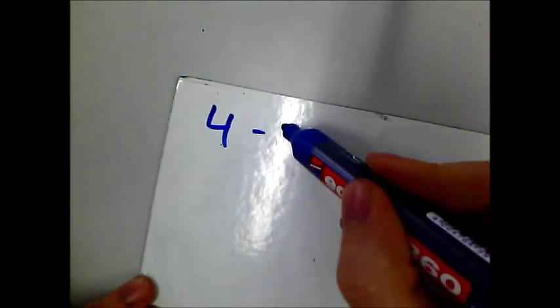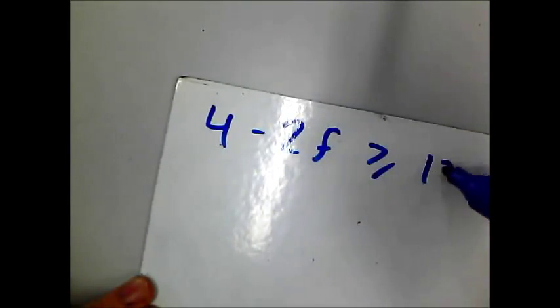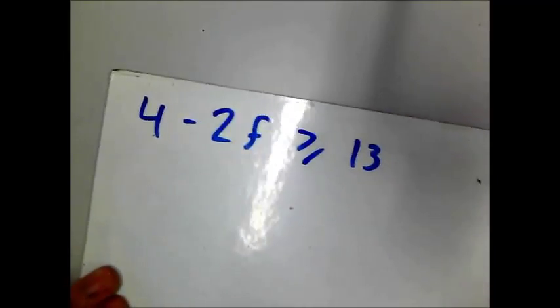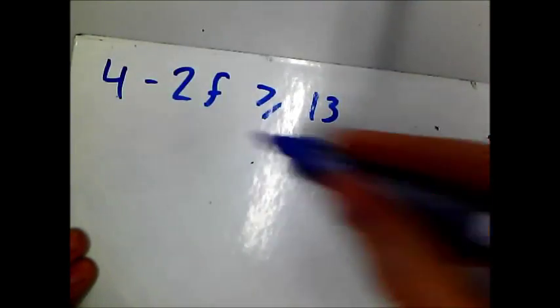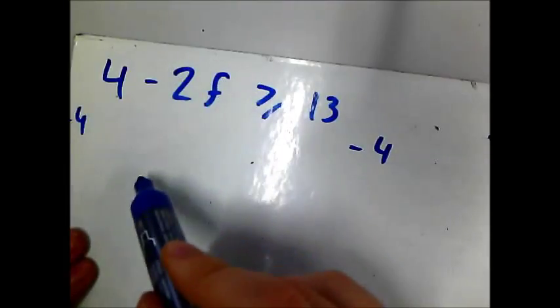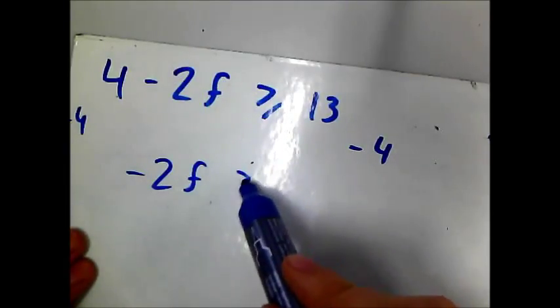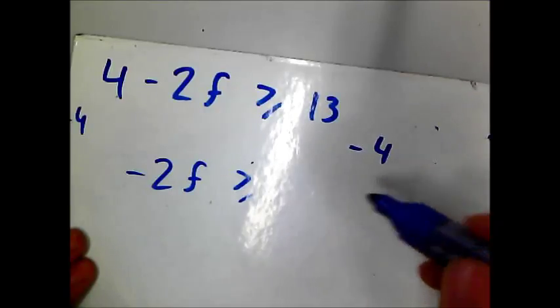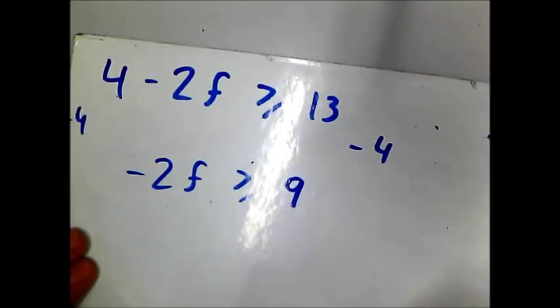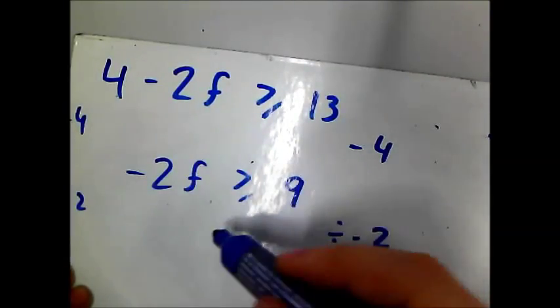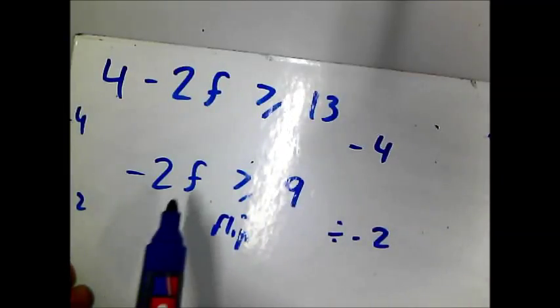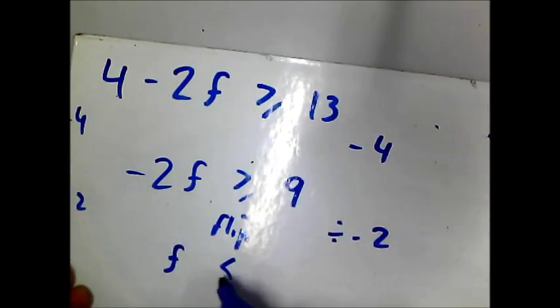Right, let's look at the stage 2 questions. 4 subtract 2f is greater than or equal to 13. Now these are the ones that we seem to get wrong a lot of the time. So, first I'm going to get rid of this 4 by subtracting 4, as it's a positive 4. So I'm going to get negative 2f is greater than or equal to 13 take away 4, so that's going to be 9. And now I want to divide by negative 2. And I know when I divide by negative 2, I flip the inequality. So I'm going to get f is smaller than or equal to 9 over 2.